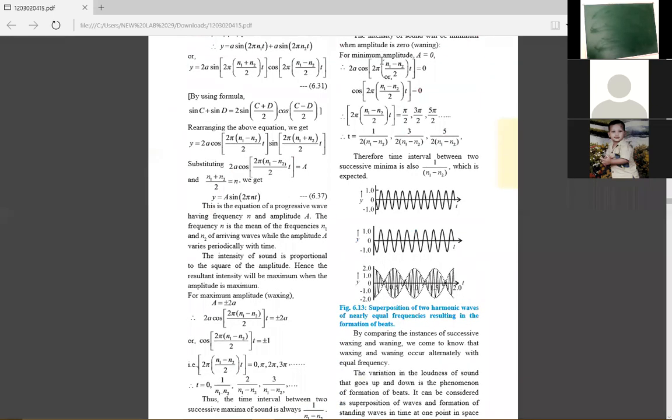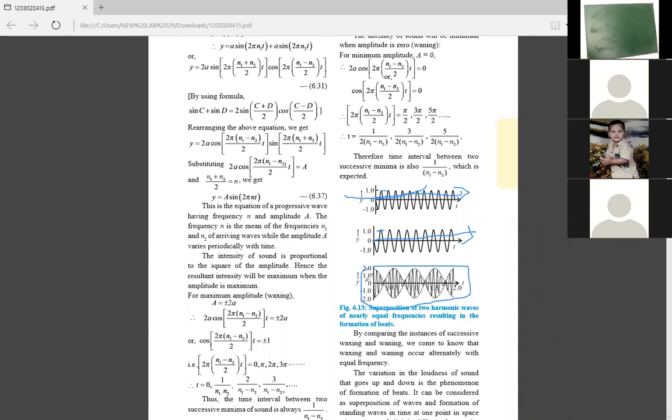This is the first wave which is moving in this direction. This is the second wave which is moving in this direction. Both have same amplitude, but they have slightly different frequencies. When they are moving on the same path, they get added up and form this kind of structure, where at some places we have maximum amplitude and at some places we have minimum amplitude.